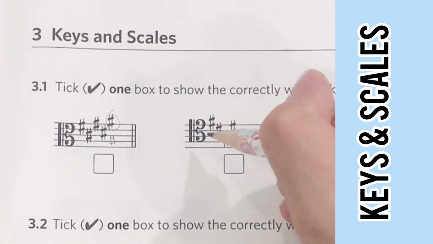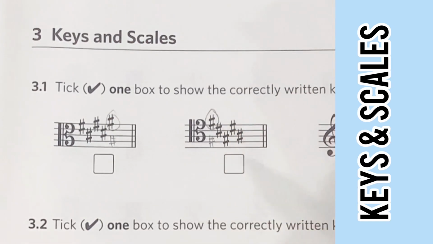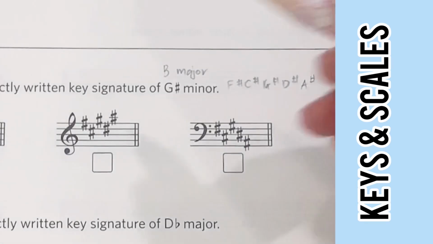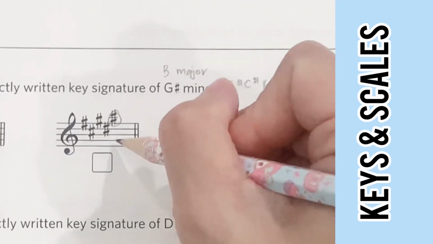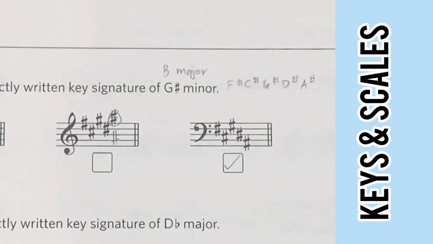Next we have in the tenor clef, so F should have been here instead of the higher sharp. Next we have F, C, G, D, A. A should have been an octave lower. F, C, G, D, A. Bingo!